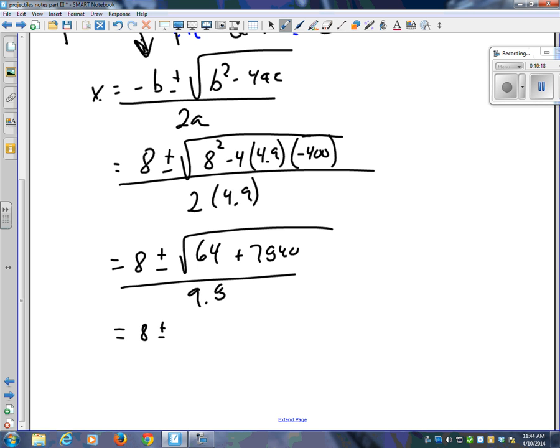Square root of 7904. Can I skip a step there? It equals 88.9. Okay, now, it's plus or minus 88.9, but I'm over a positive 9.8. My time has to be positive, does it not? You can't have negative time. So should I do the 8 plus 88.9 or the 8 minus 88.9?